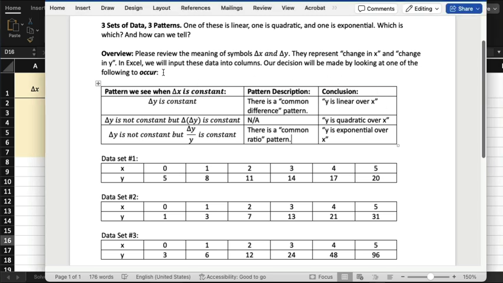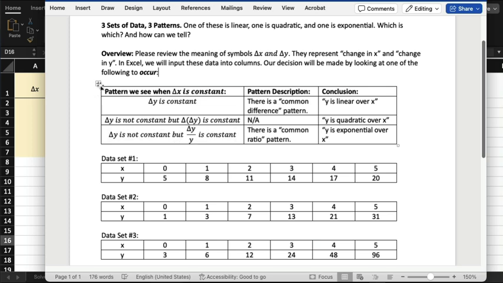So I thought it would be interesting if we compare three different data sets here, because we've already talked about other types of patterns or relationships between x and y, and we can see those two in this video as well. But then we're also going to see the new one, which is exponential pattern. So the three patterns that we're going to see in this video are linear, quadratic, and exponential.